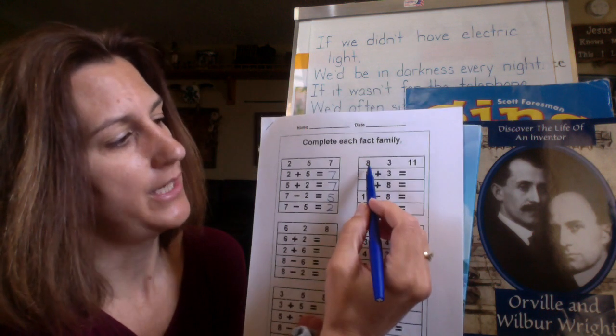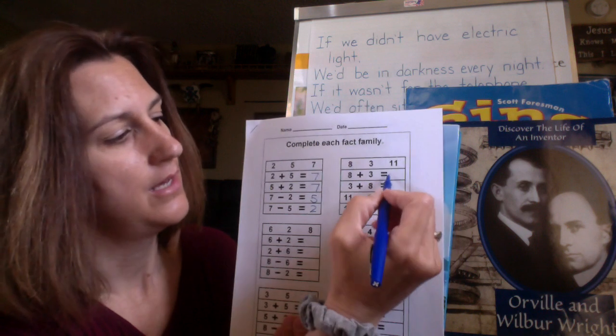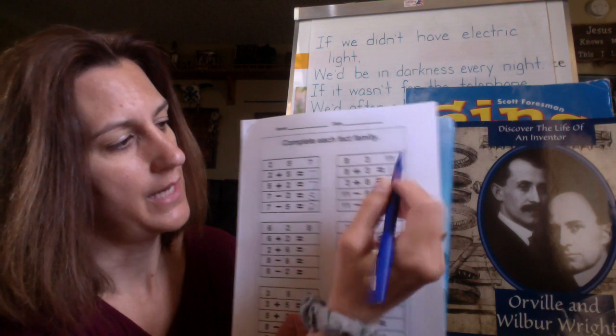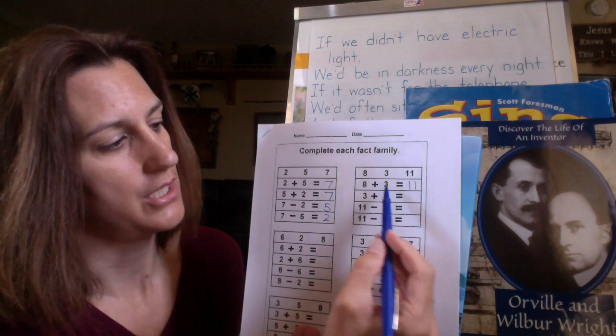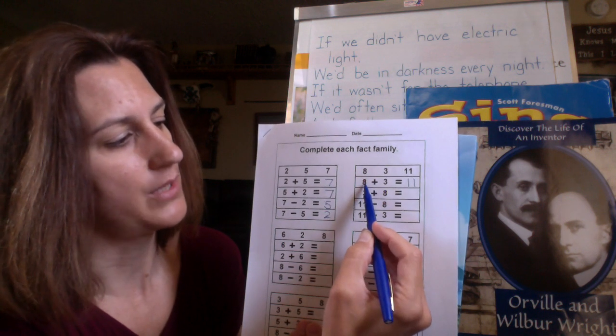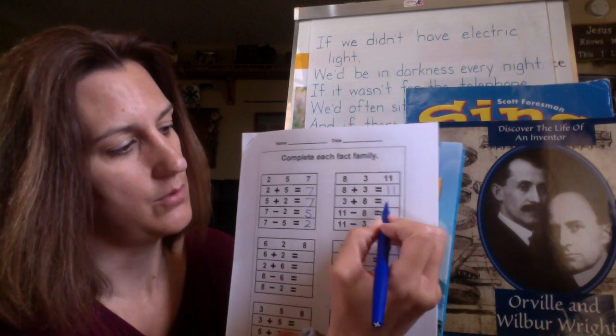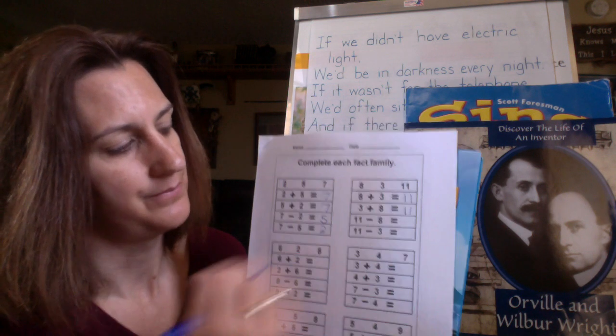Okay, so let's look here. 8 plus 3 equals, what's the only number I haven't used? 11. Then I'm going to do the turnaround fact. So I'm just going to change the order of my add-ins. So last time I started with 8. This time I'm going to start with 3. So 3 plus 8 equals 11.